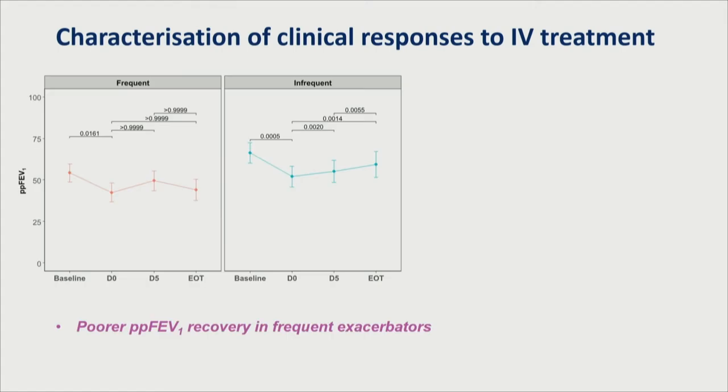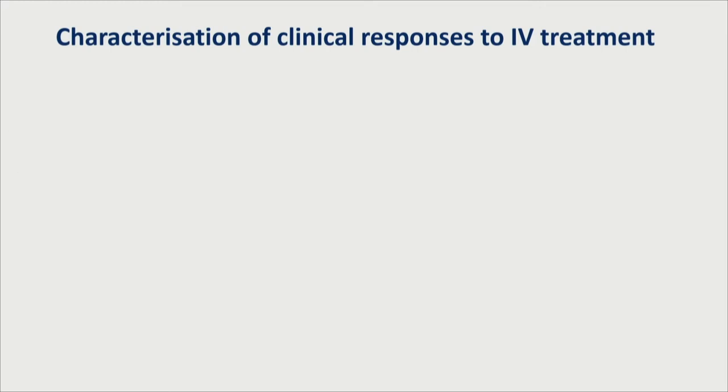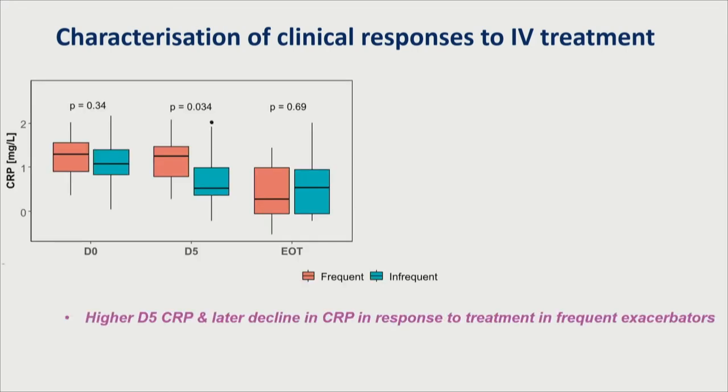We found that in the infrequent cohort, they had a significant improvement in percent predicted FEV1 by the end of treatment, whereas the frequent exacerbator cohort had no significant change in FEV1 by the end of treatment. Frequent exacerbators had a higher 24-hour sputum volume on day 0 and day 5 of treatment, and had a higher serum CRP at day 5 of treatment.